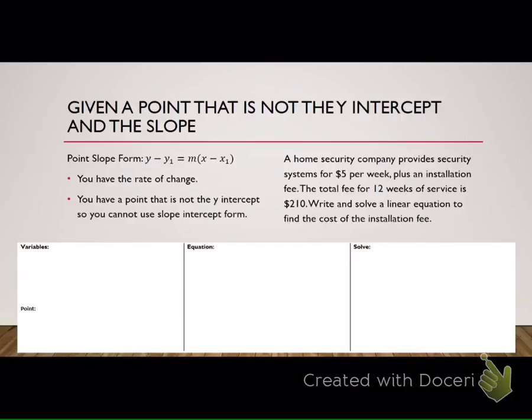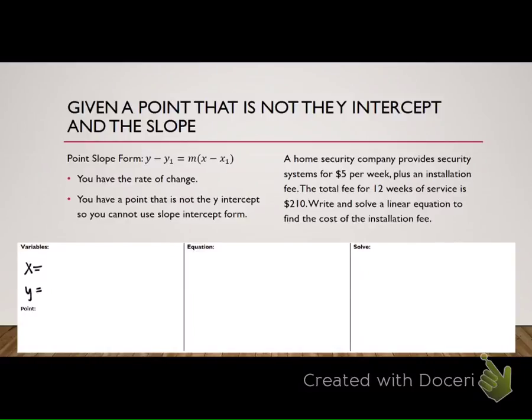So a home security company provides security systems for $5 per week plus an installation fee. The total fee for 12 weeks of service is $210. Write and solve a linear equation to find the cost of the installation fee. So first, what do x and y represent for us here before we determine anything else? Yeah. X is number of weeks. Okay.